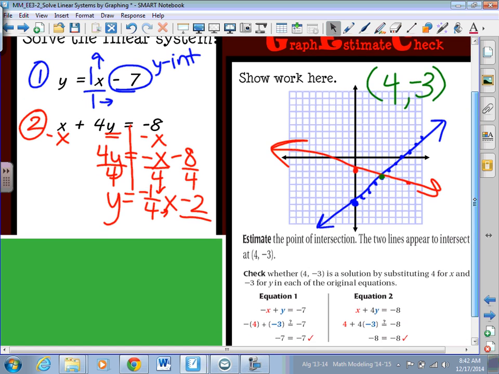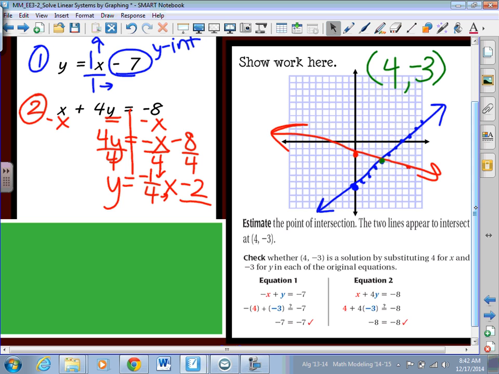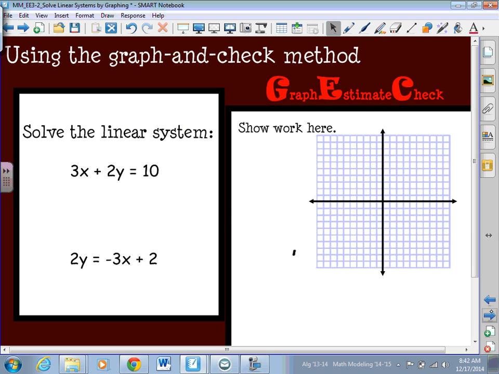So that's a way to check your work. See how everything comes full circle? Crazy. All right, on to example 2. So go ahead and make your graph. Go ahead and write down your equations. We're going to go ahead and get started.